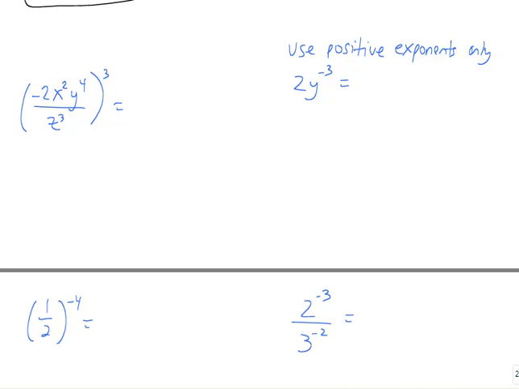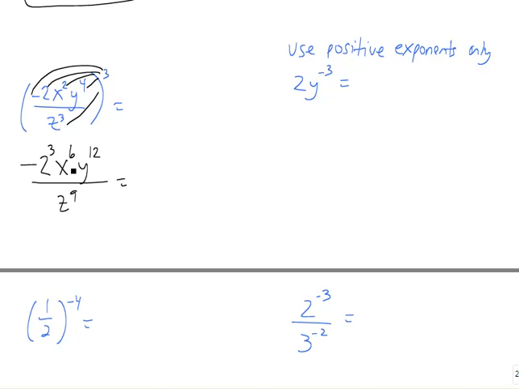Okay, next example, same thing. We're going to distribute this 3rd power to this quotient. Make sure you distribute it to the negative, the 2, the x, the y, and the z. So a negative raised to an odd power is going to stay negative. 2 raised to the 3rd, for now I'm just going to leave that as 2 to the 3rd. X to the 2nd raised to the 3rd, power to a power, so we multiply, gives me x to the 6th. And y to the 4th cubed, 4 times 3, gives me y to the 12th. In the denominator, 3 times 3 is 9, so we have z to the 9th.